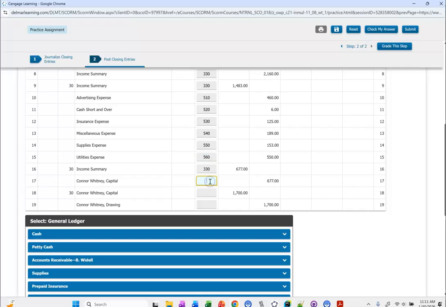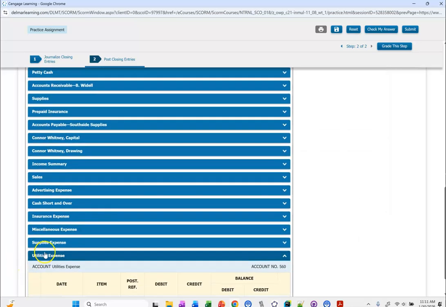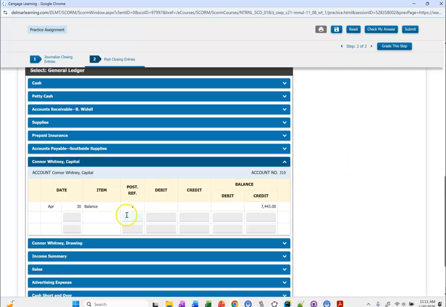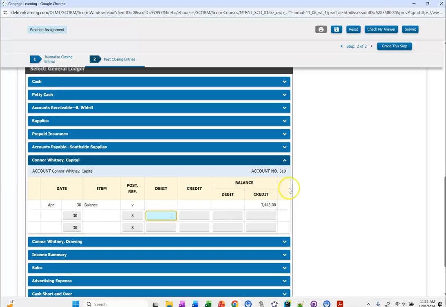Okay. All right. Next one up is the capital account. Notice that I have 2 entries there for the capital account, so I'm going to have to do this twice. So again, both the 30th, both page 8s. I look at the first capital account and I have a credit of 677 and then a debit of 1,700. So credit 677.